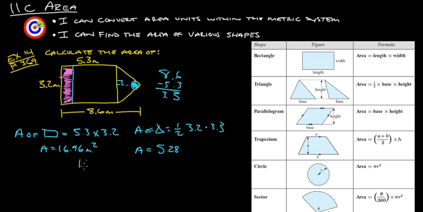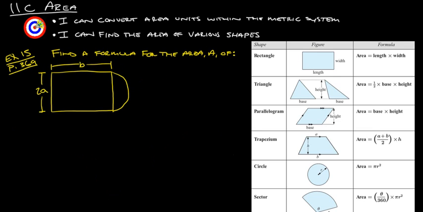So again, we can take 16.96 plus 5.28, and let's see, hopefully I can do my math right this time, that gives us 22.24 square meters. Okay, that is better. That's the correct answer. Sorry about that. Okay, a couple more examples and then away we go.